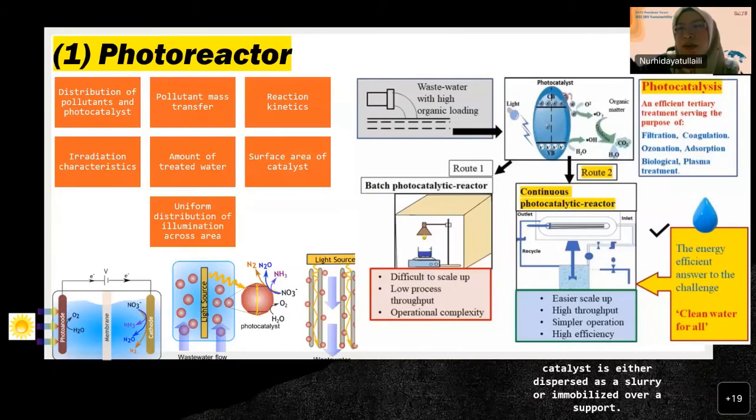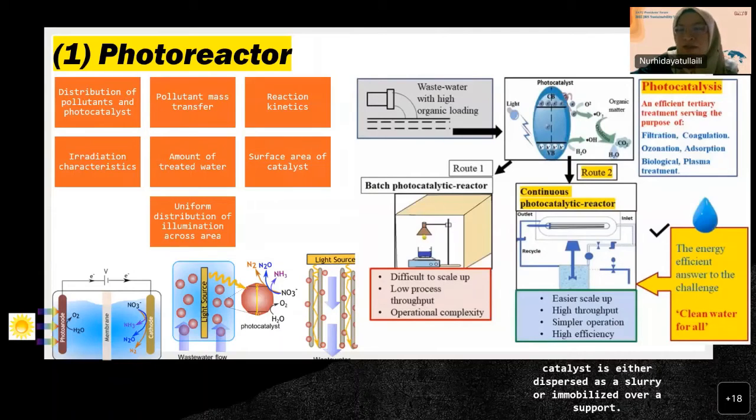Okay, the first one that I think is important is the photoreactor setup. Here there are several parameters that we should consider, to make sure not only that we develop a highly efficient catalyst, but also that the photocatalyst is fully utilized during the reactions.